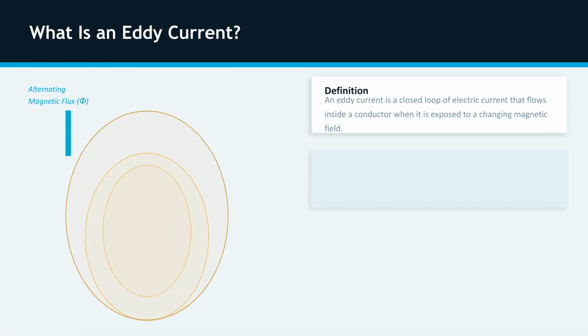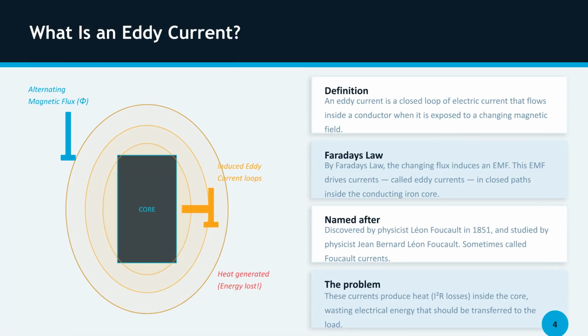An eddy current is a closed loop of electric current induced in a conductor by a changing magnetic field. This is governed by Faraday's law. In a transformer core, these currents generate heat, known as I²R losses, wasting energy meant for the load.